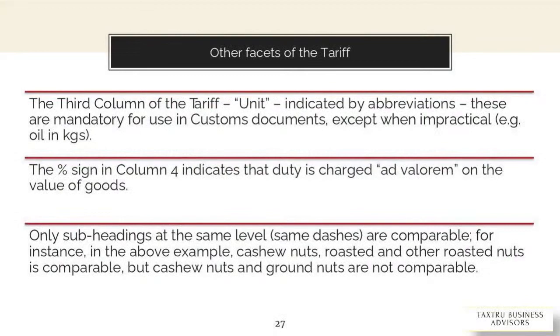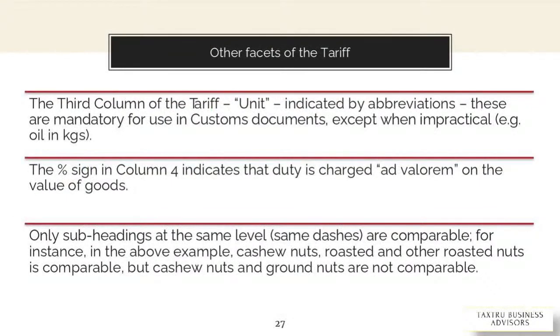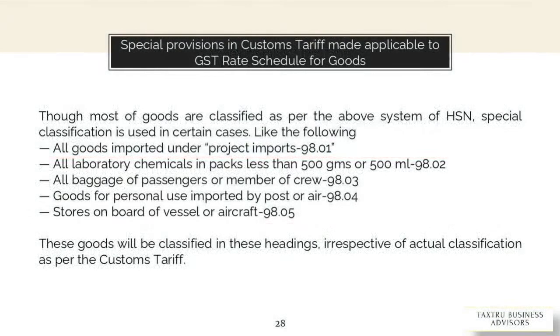Now you have seen that there is a unit as well, like kgs, or it might be in liters. If you're talking about groundnuts, obviously it will be in kgs. If you're talking about oil, it would be in liters. If we are talking about machinery, that cannot be in kgs or liters, so that item will be in units, like 1 unit, 2 units, 3 units. That's how it is.